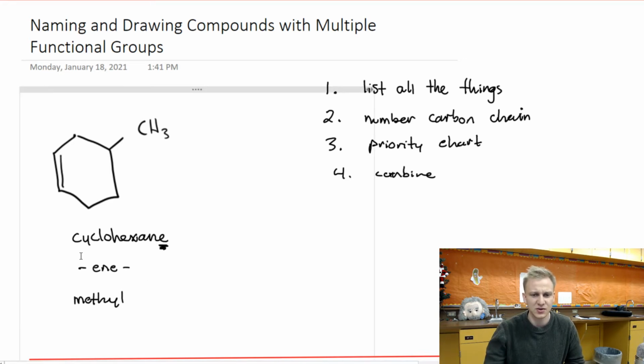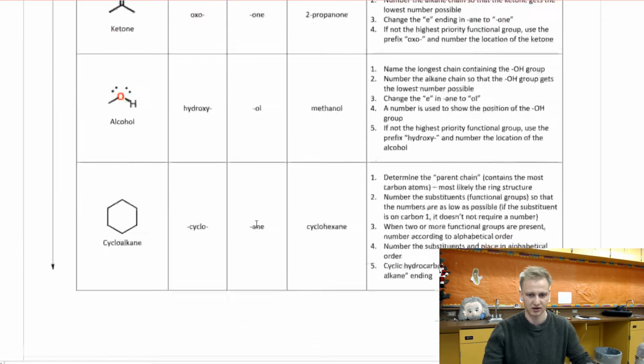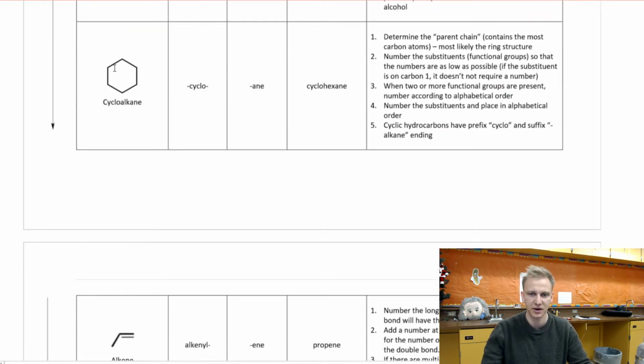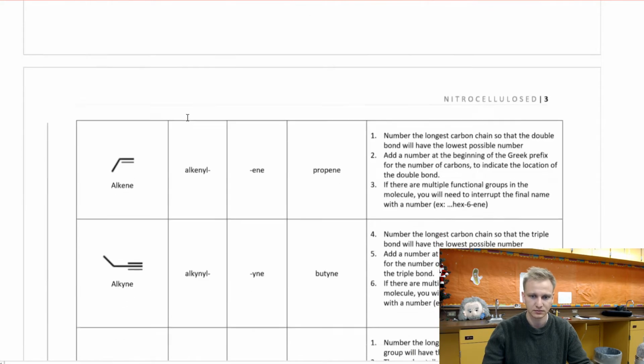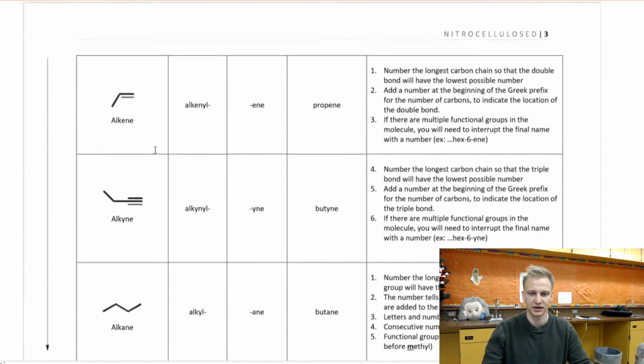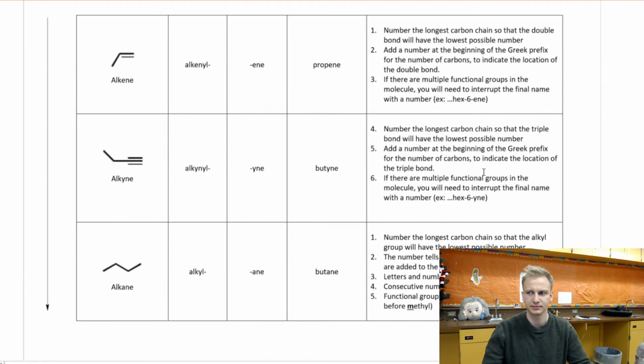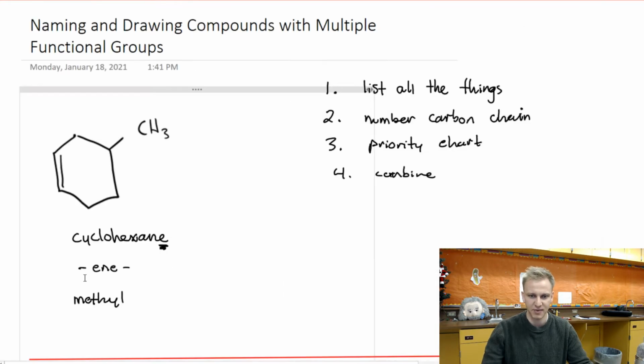So the next thing to do then is to try and number this carbon chain. To do so, we're going to consult the priority naming chart. You can see that we have a cycloalkane up here. We have an alkene down here, and then we have our alkyl group way at the bottom. So what we know from that is that this methyl group, we don't really care about it. It can have the highest number possible, and we don't care. What we do want to have the lowest number is the cyclohexane. But because cyclohexane is the main parent chain, it does not get a number. It is just a cyclohexane.